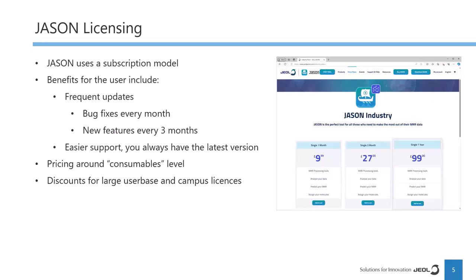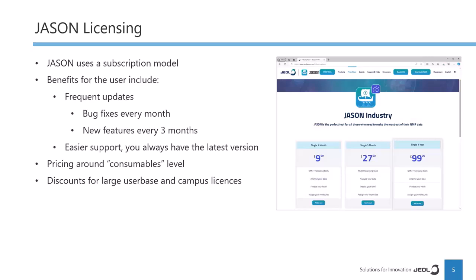Before I get too far into explaining about the qNMR side of Jason, I just wanted to spend a minute talking about the licensing behind Jason. Jason is a subscription model software. A lot of software these days is subscription based. Jason is no different. The benefits for you as a user are that you get frequent software updates.